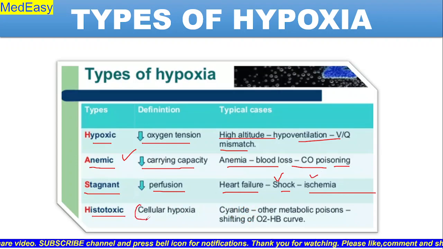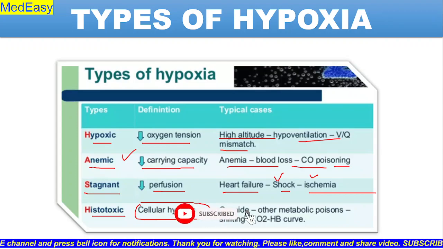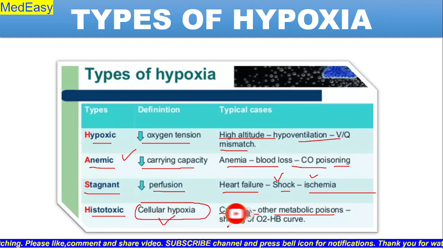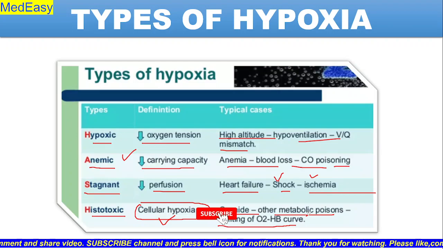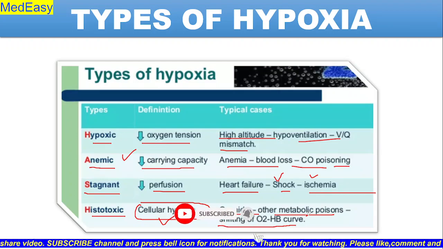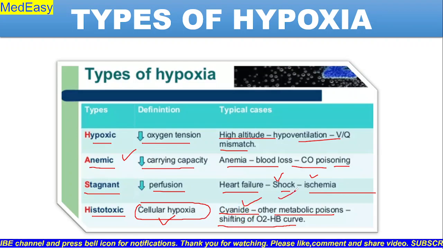Histotoxic is a type of cellular hypoxia where everything is all right, the oxygen content is okay, and circulation to the distal part is also well maintained, but the tissues are not able to utilize that oxygen because of toxicity. It is specifically seen in cyanide toxicity or in some other metabolic poisons, and it is characterized by shifting of the oxygen hemoglobin curve. So what happens? Oxygen delivery to the tissue is all right, but the tissues are not able to utilize that oxygen because of this poisoning, cyanide poisoning. So this is called histotoxic hypoxia.